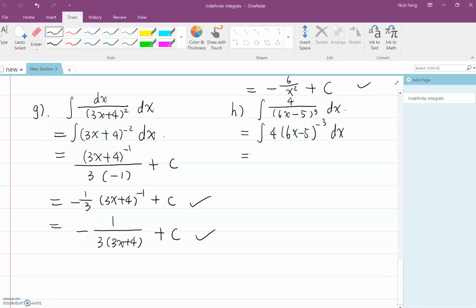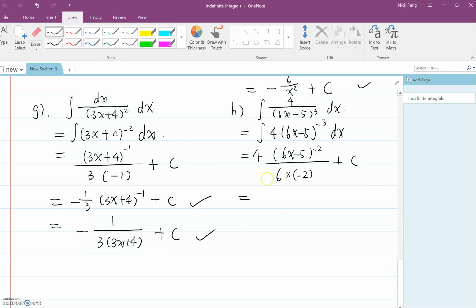So therefore, now it is exactly the same as before. However, this 4 has nothing to do with your integration. Let's just take it out. And we are integrating 6x minus 5 to the power of negative 3. So that will give you 6x minus 5 to the power of negative 2 because you add 1. And then you need to multiply by negative 2. However, you also need to multiply by whatever number at the front, plus c.